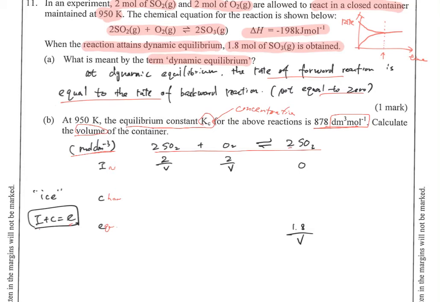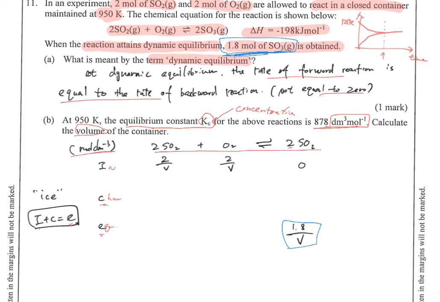2 over V for oxygen. And at the beginning, there's no SO3 from this, so zero. There's no change yet. So let's see the equilibrium. At equilibrium, can you see that there are 1.8 mole of SO3 obtained? So 1.8 divided by V, so we got the concentration of SO3.